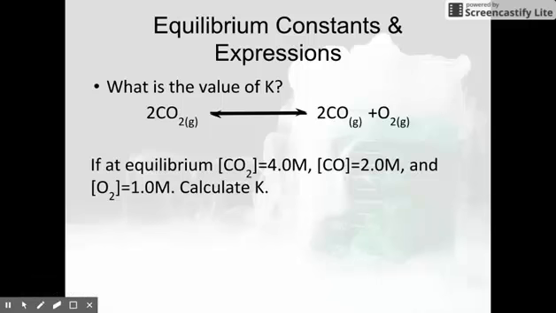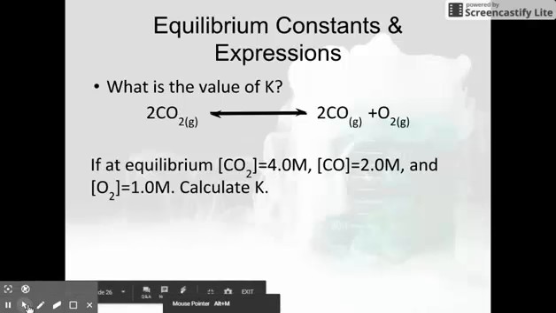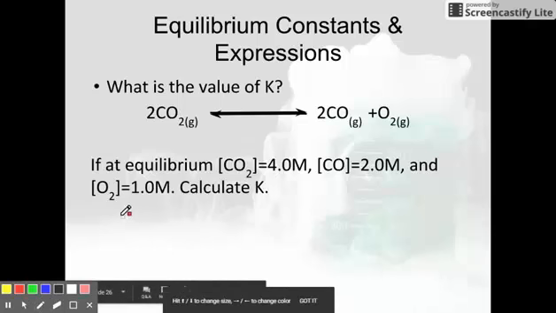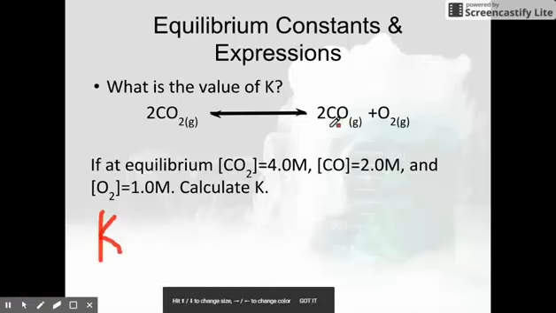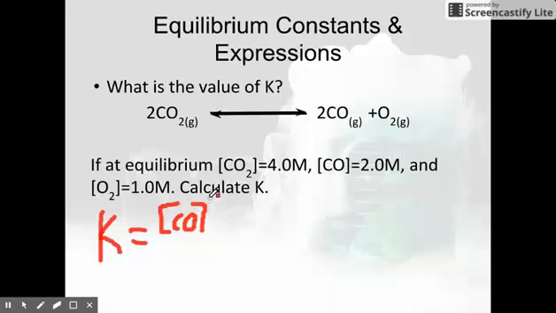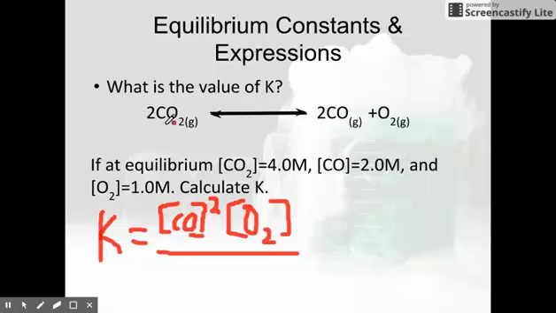So instead of just writing the expression, let's actually do a little calculation. What is the value of K? So the first step is to always write our expression for K. So in this case, we have 3 gas substances, so all are included. So we have carbon monoxide squared, its coefficient is 2, times the value for oxygen, whose coefficient is just a 1, all divided by our reactant, which is carbon dioxide, and its coefficient is 2.